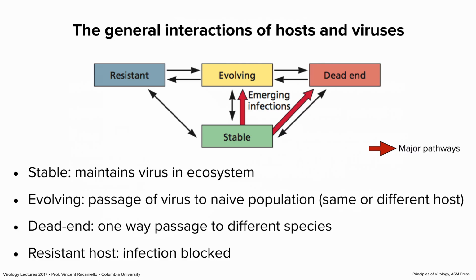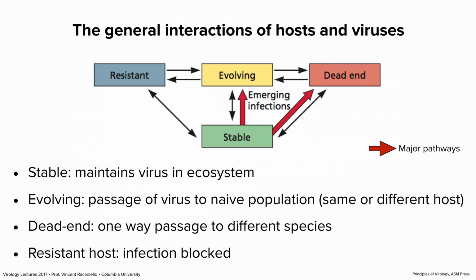Now, when we talk about the interactions of hosts and viruses, we'll put them in a framework so that we can understand what happens in an emerging infection. So here's the diagram I like to use. It has 4 different patterns of host and virus infection. The first one is a stable one in the green box. This is a stable virus-host interaction that's been going on a long time, maintains virus in the ecosystem, like measles virus infecting humans. It's been adapted to humans for thousands of years.